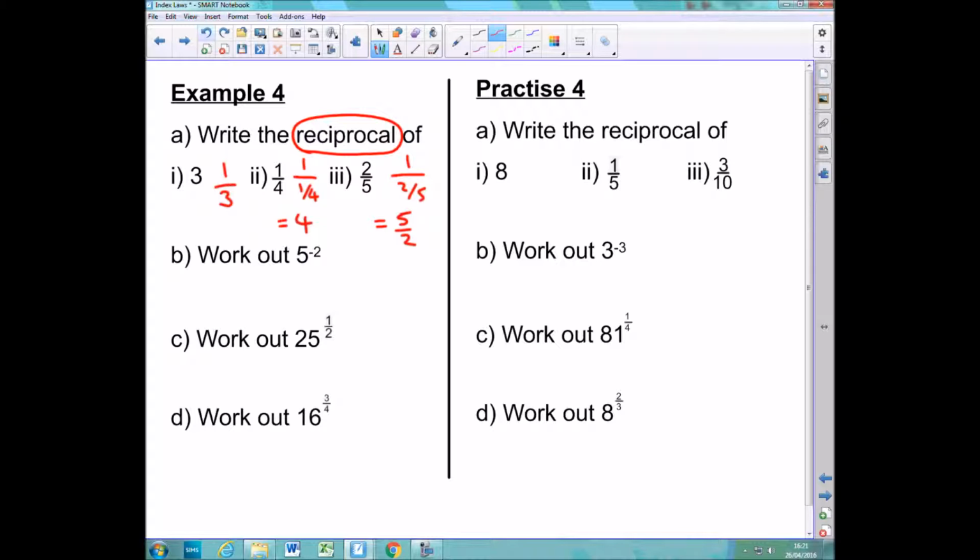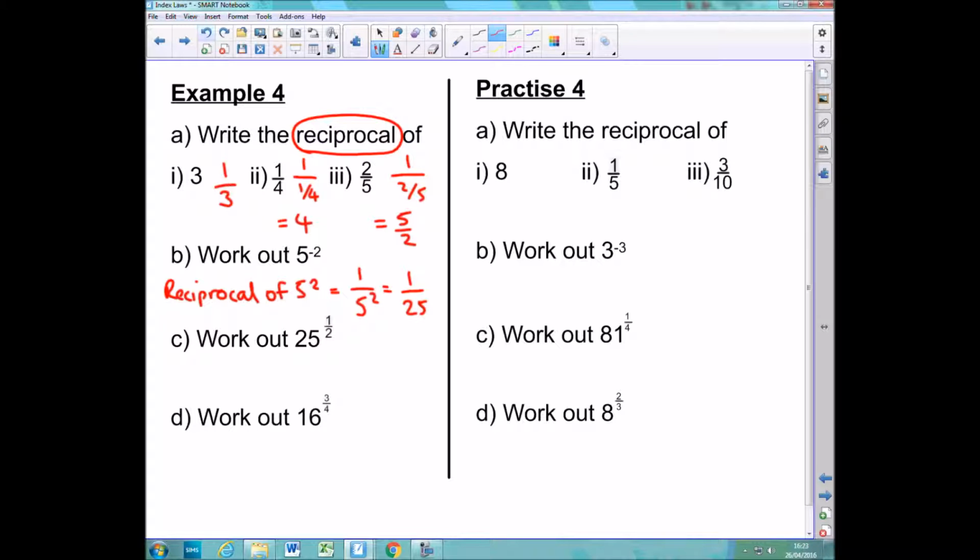We're going to look at what happens with negative powers. Now, when a power becomes negative, it means the reciprocal of that value. So here, I'm asked to work out the value of 5 to the power of minus 2. So this is asking me to write the reciprocal of 5 squared. So that minus just means the reciprocal of. So I know that the reciprocal means 1 over 5 squared. And I know that 5 squared is 25, so this is just going to be 1 over 25.